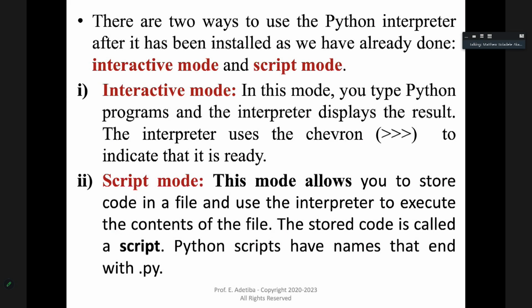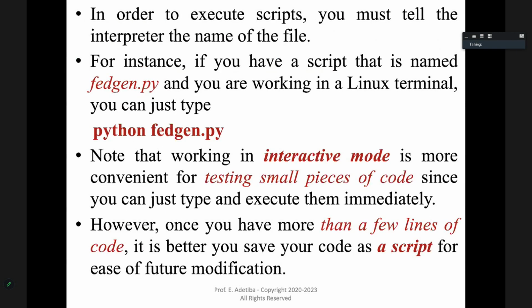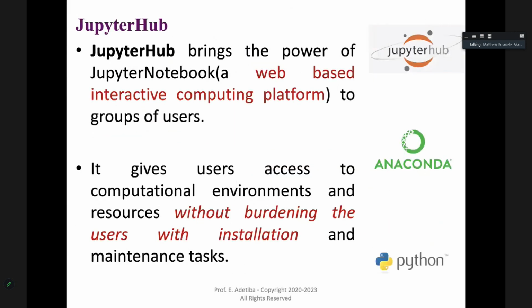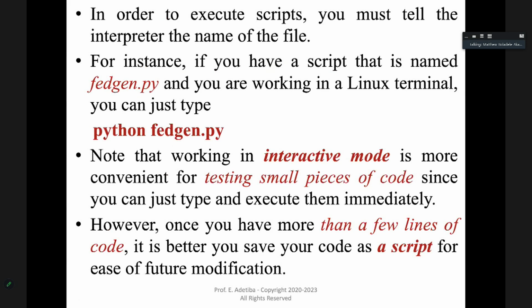So I've already explained this, but you can just go through it later on when you have the slides. So in order to execute scripts, you must tell the interpreter the name of the file. Okay, so we'll just do that in a practical. If you have a script, you save your file as .py. That's saying you're saving it as a Python file. And then to run it, you say python space the name of the file with the extension. Then that's when we are using the command prompt.